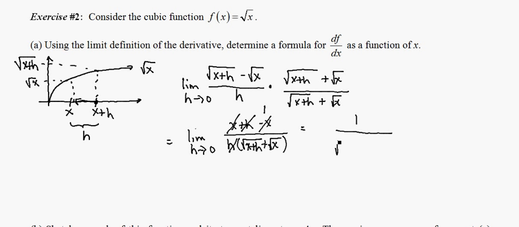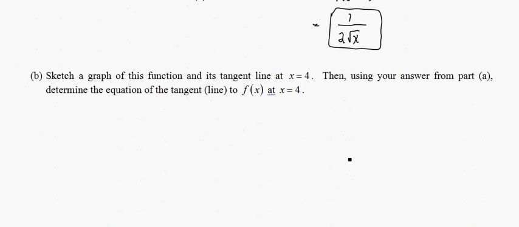I'm going to go for the substitution right now. Let that h go to 0. We're going to have the square root of x plus the square root of x. And that's going to be 1 divided by 2 times the square root of x. That'll be one that you'll memorize eventually. Very important derivative, the square root of x.